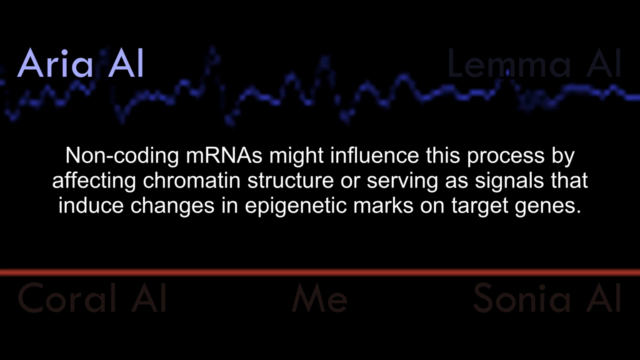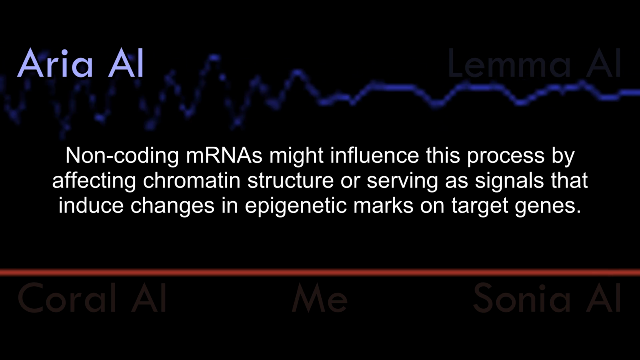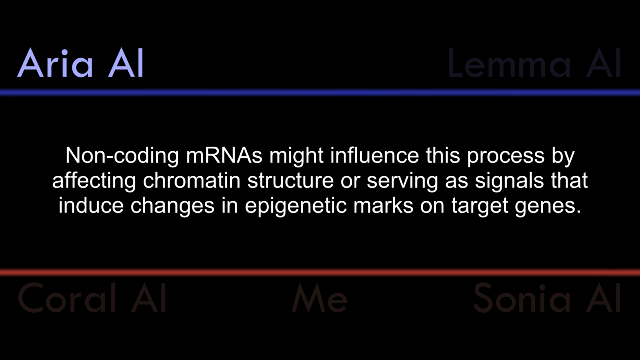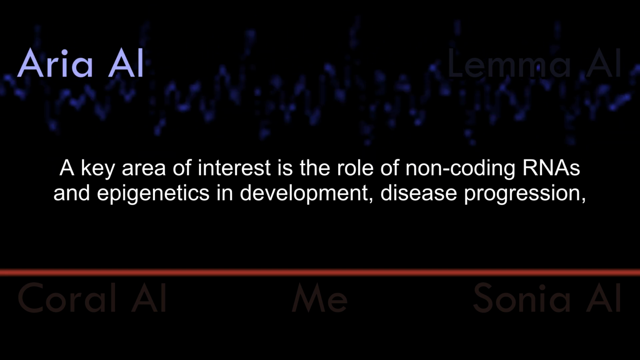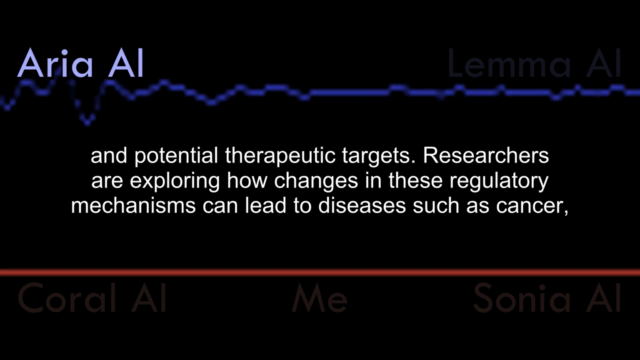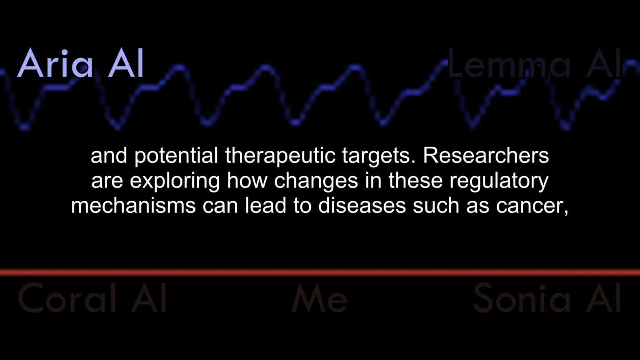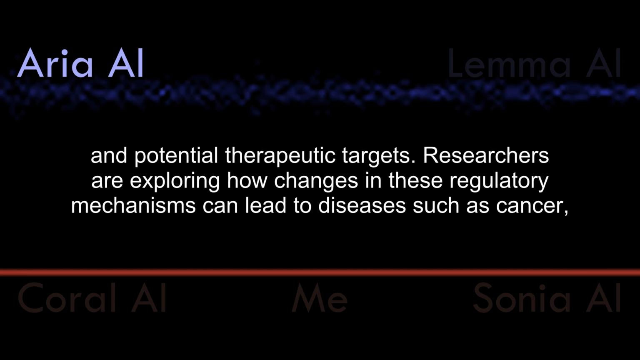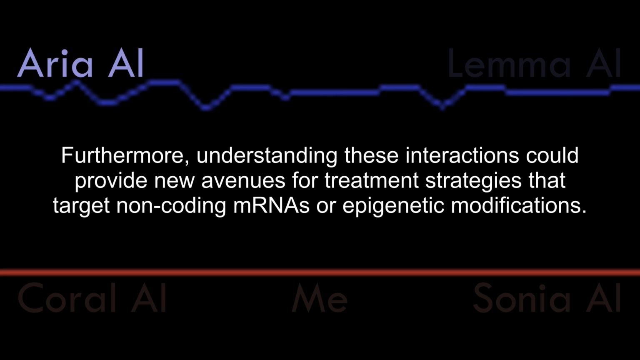Non-coding mRNAs might influence this process by affecting chromatin structure or serving as signals that induce changes in epigenetic marks on target genes. A key area of interest is the role of non-coding RNAs and epigenetics in development, disease progression, and potential therapeutic targets. Researchers are exploring how changes in these regulatory mechanisms can lead to diseases such as cancer, neurological disorders, or autoimmune conditions.